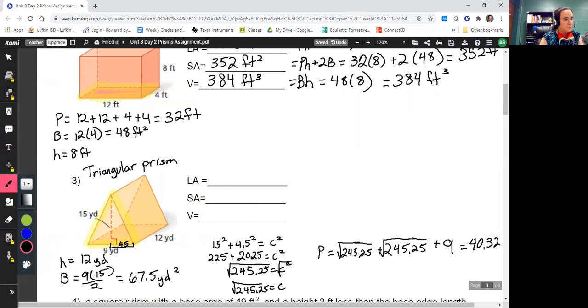Now we can plug that in. Remember our formula for lateral area is perimeter times height. So our perimeter is 40.32 times our height, which is 12. And we get 483.85 yards squared.